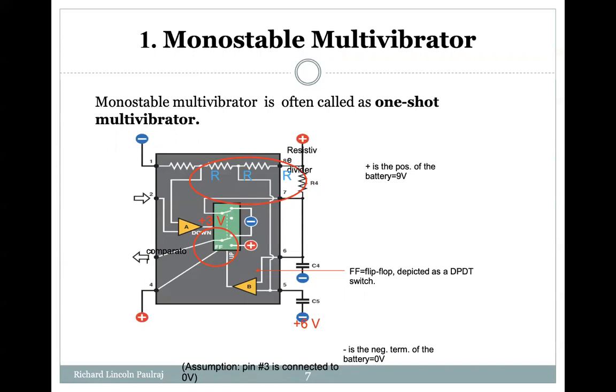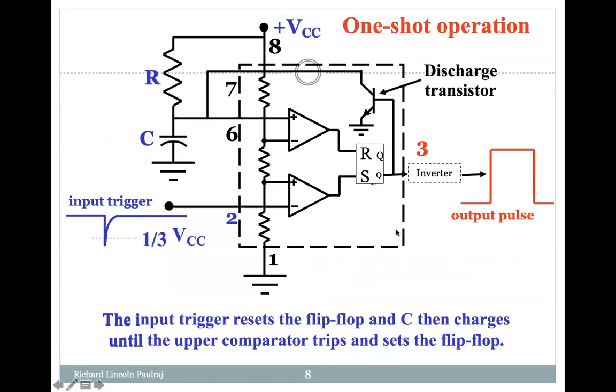So here we have the resistive divider. One resistor here, the other resistor, then one resistor here, R4. So R1, R2, R3, R4, 4 resistors. And then you have the capacitors C4 and C5. Again 2 comparators here, just like your upper comparator and lower comparator, and the same flip-flop. Now, what is this one-shot operation? Let us see the circuit.